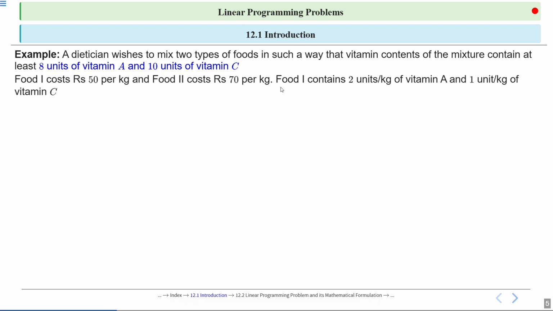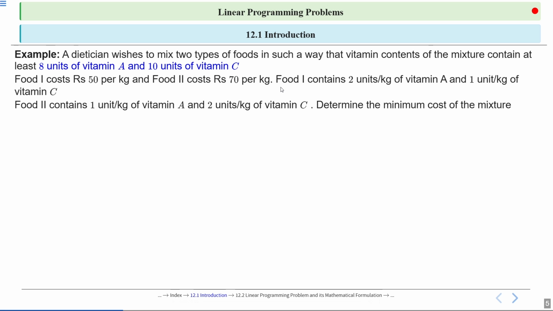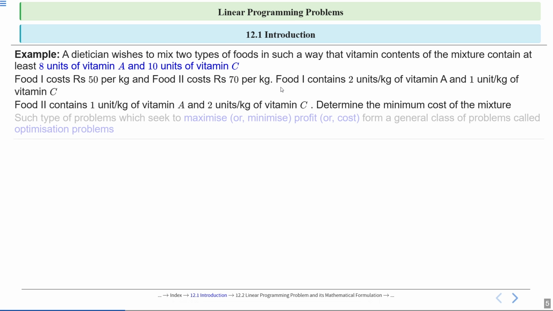So first see food 1. So food 1 costs rupees 50 per kg and food 2 costs rupees 70 per kg. Food 1 contains 2 units per kg of vitamin A and 1 unit per kg of vitamin C. Now, let's look at food 2. So, food 2 contains 1 unit per kg of vitamin A and 2 units per kg of vitamin C. So we have to determine the minimum cost of the mixture.